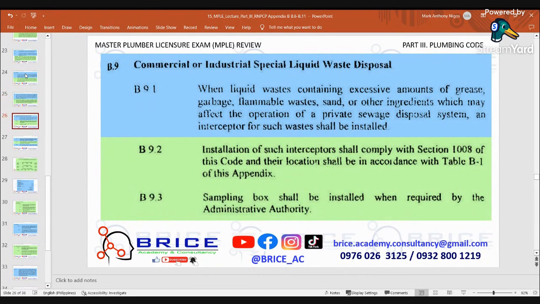B.9 Commercial or industrial special liquid waste disposal. When liquid waste contains excessive amounts of grease, garbage, flammable waste, sand, or other ingredients which may affect the operation of a private sewage disposal system, an interceptor for such waste shall be installed. Installation of such interceptor shall comply with Section 1008 of this code, and its location shall be in accordance with Table B-1 of this appendix. Sampling box shall be installed when required by the administrative authority.